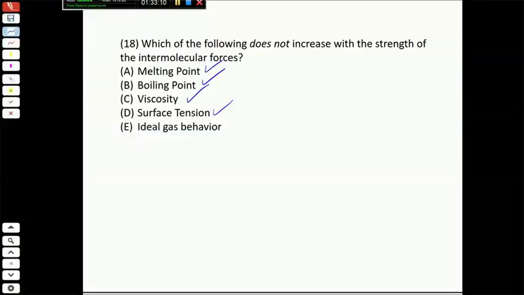Now the last one, ideal gas behavior: is the gas going to be more ideal or less ideal if the intermolecular forces are stronger? It would be less ideal. This is the only one that's left. It has to be the right answer.